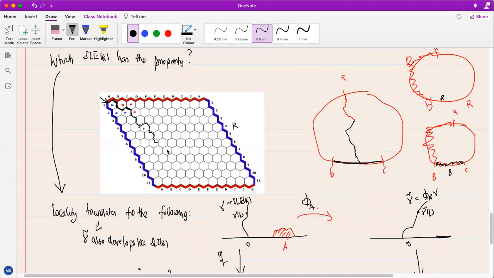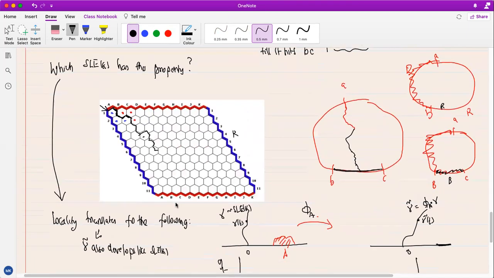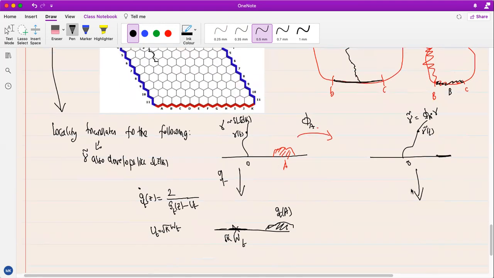So what I said here, the discrete locality, if you transfer it, maybe it's not that evident right away, but one translates it to this: that this gamma tilde also should develop like SLE kappa. Okay, so that's what it is. Except that it's not parameterized by half plane capacity, but that's a small matter. So that's what locality translates to.